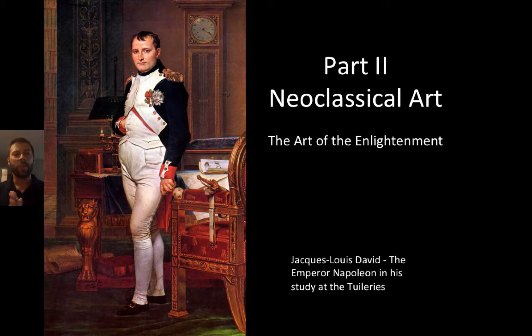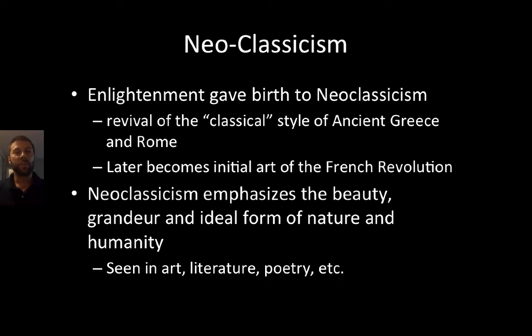So here we have Neoclassical Art, which is kind of the art of the Enlightenment, and here's an example of Neoclassical art by Jacques-Louis David, one of the great neoclassical painters. And here we have the Emperor Napoleon in his study. So here we have neoclassicism, and we see that the Enlightenment gives birth to neoclassicism in the sense that it's a kind of revival of the classical style of ancient Greece and Rome.